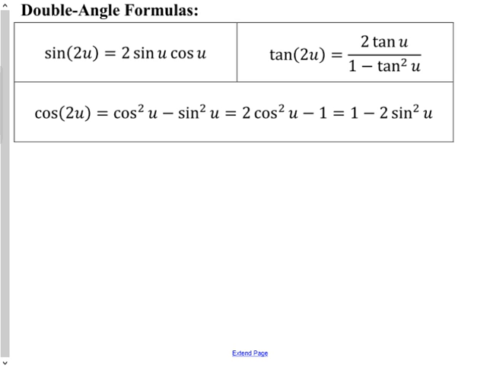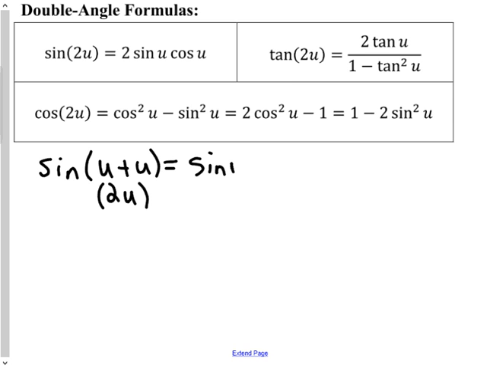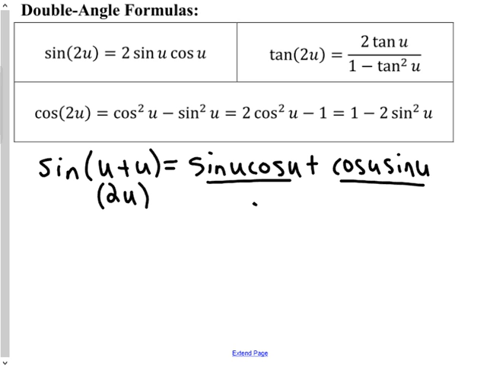These stem straight from yesterday's sine of u plus v. The only difference is someone said, what if they were both u? Hence, u plus u is 2u. You would still get sine u cosine u, sine u cosine u, in which case you would get 2 of the same thing, so that would give you 2 sine u cosine u.